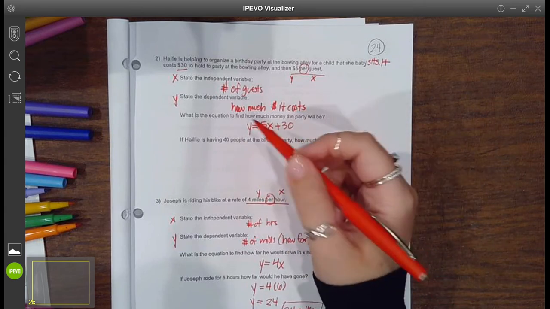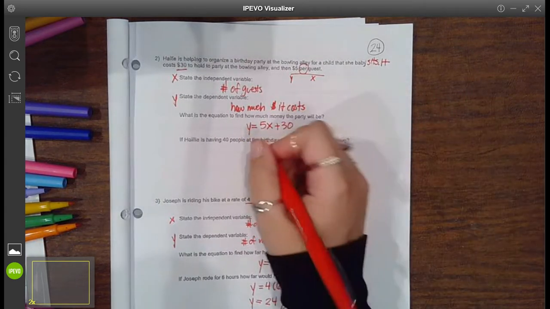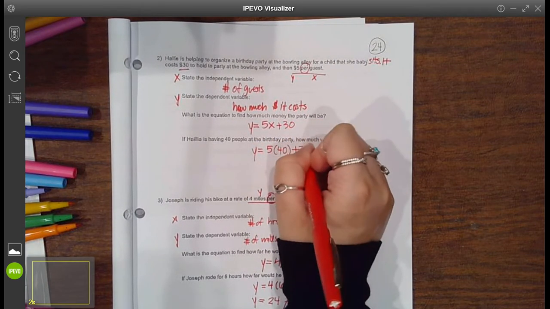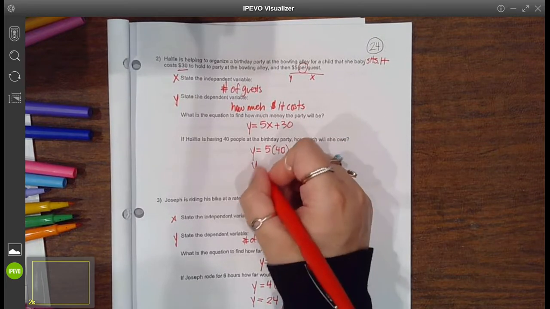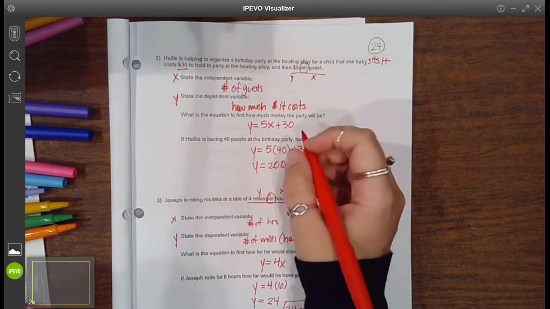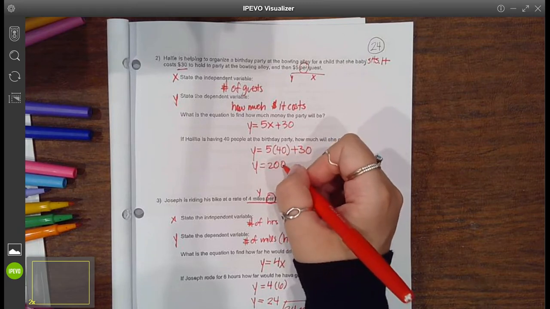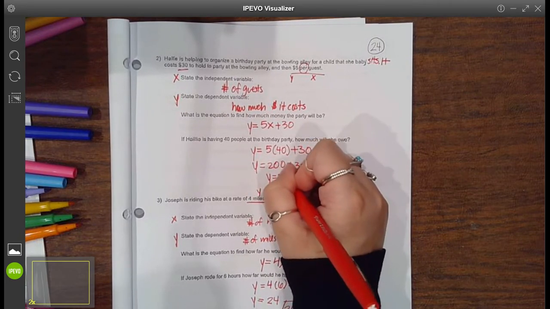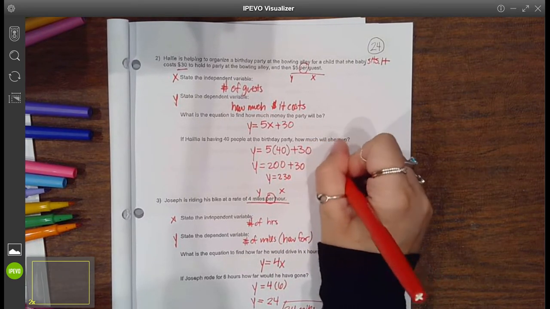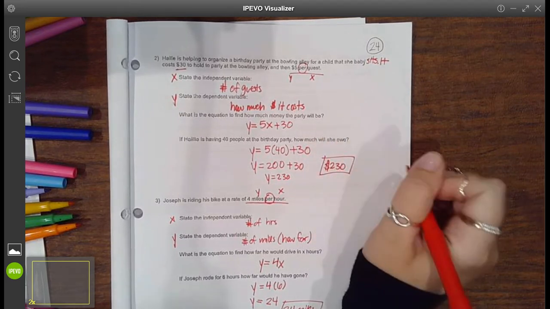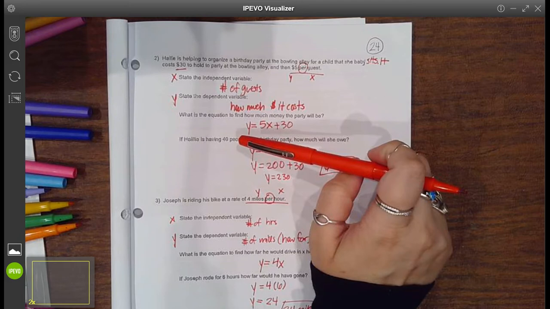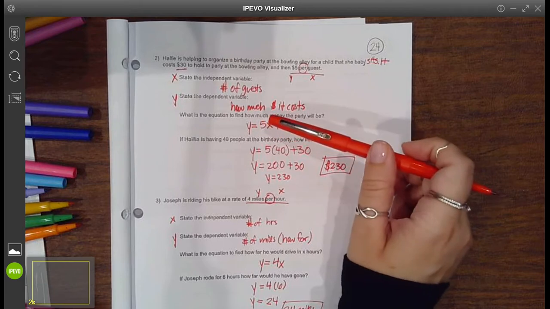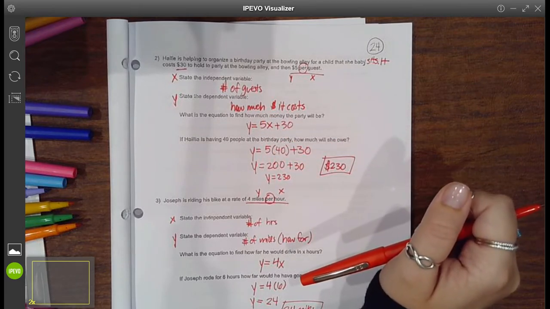Then they'll ask, okay, so if she's inviting 40 people, how much is it going to cost? Well, I'm going to plug in 40 for my X. And then I simplify. 5 times 40 is 200. And I get that by 5 times 4 is 20, and then just tack on a 0 at the end, plus 30. And 200 plus 30 is 230. So how much is it going to cost? It's going to cost her $230 to have 40 people at a birthday party at the bowling alley. $30 just for being at the bowling alley, and then $5 per person, and she's having 40 of them.